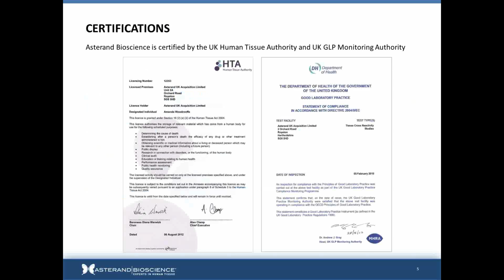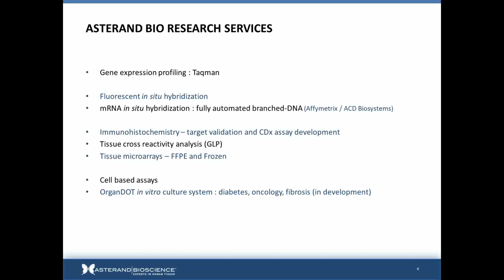In our UK facility based in Royston, about 15 miles south of Cambridge, we offer a range of research services. Gene expression profiling, quantifying mRNA expression in normal and diseased human tissues using TaqMan real-time RT-PCR. Fluorescent in situ hybridization, identifying the genomic status of oncology samples using standard and custom-made FISH probes. mRNA in situ hybridization, using fully automated branch DNA technologies from Affymetrix and Advanced Cell Diagnostics.